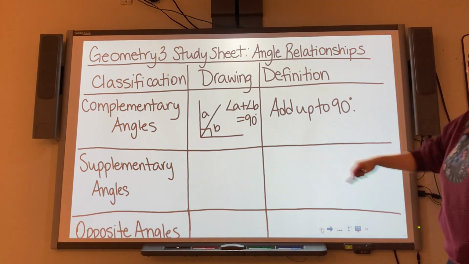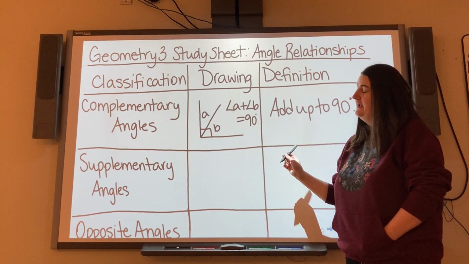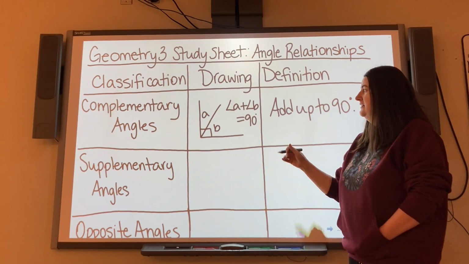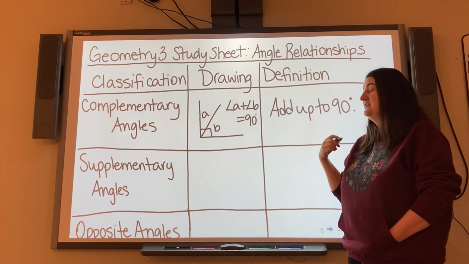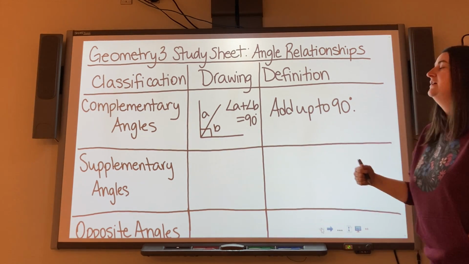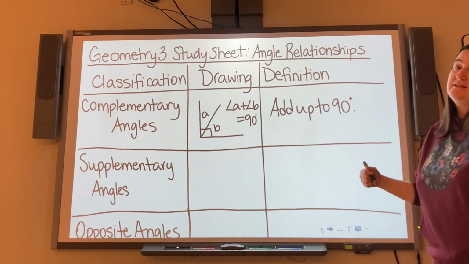So those are complementary angles. Complementary angles look like this. They look like a right angle that's been split, because complementary angles add up to 90 degrees, which is a right angle. So make sure you've got that written down. Pause the video if you need to.